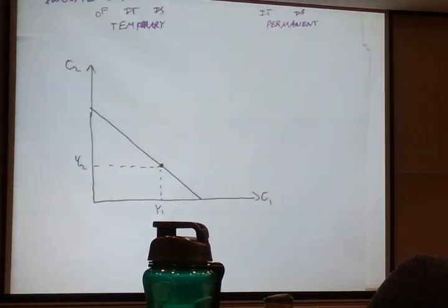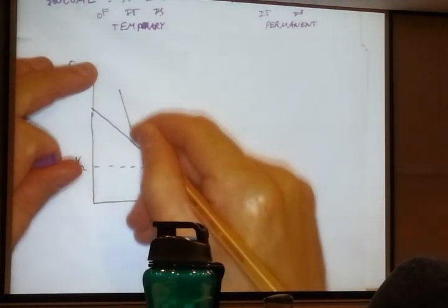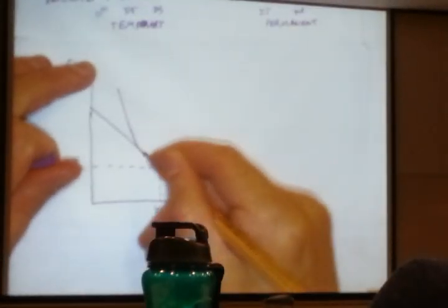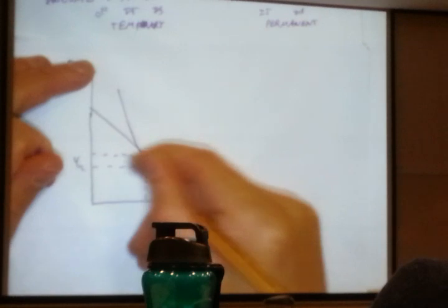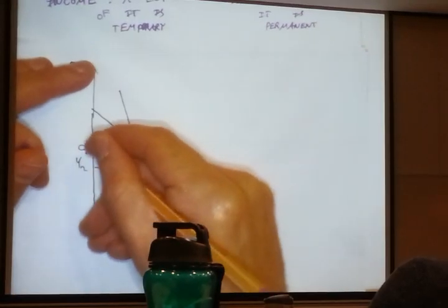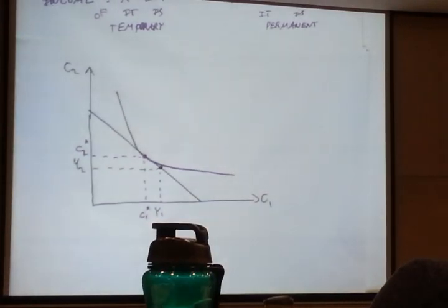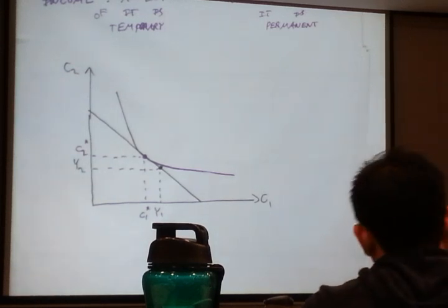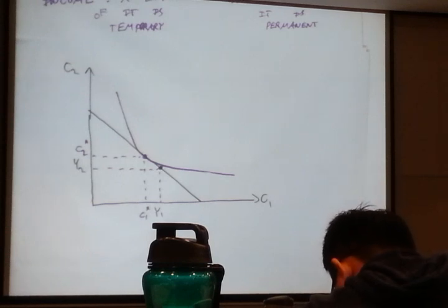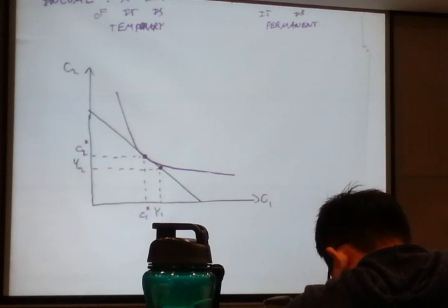Suppose we have income Y1, current income Y1, future income Y2. Here's your consumption choice. Suppose income goes up permanently. What does that mean? It means both Y1 and Y2 change by roughly the same amount. What will happen in this diagram?